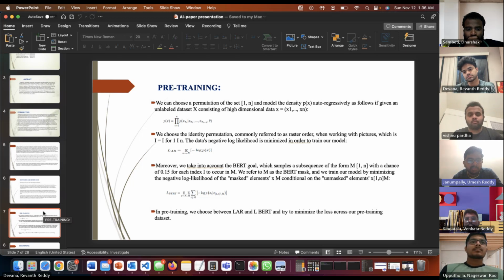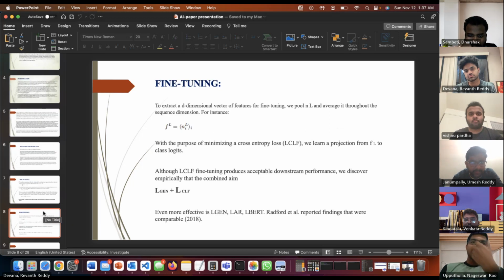And also we choose between L_AR and L_BERT and we try to minimize the loss across our pre-training data set. So moving on to the next slide, we see the fine-tuning formulas. See here, f_L represents fine-tuning, and we pool n comma L and average it throughout the sequence dimension that we clearly observed in the first formula. And also with the purpose of minimizing a cross entropy, we learn a projection from f_L to class logits.